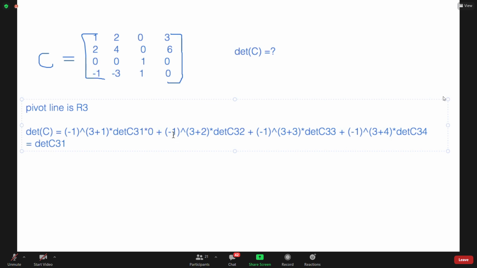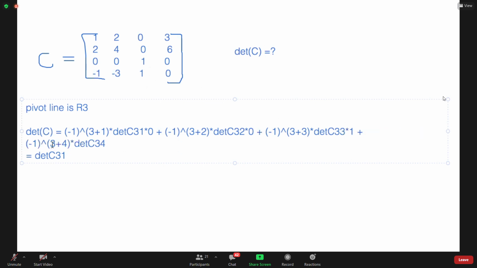plus -1 to the power of the position, so position 32, multiplied by the determinant of the position, so determinant of 32, multiplied by the element found on that position, so multiplied by 0, plus -1 to the position 3 plus 3, multiplied by the determinant of the position 3, 3, multiplied by the element on that position, which is 1, plus -1 to the position 3, 4, multiplied by the determinant of that position 3, 4, multiplied by the element on that position, which is 0.